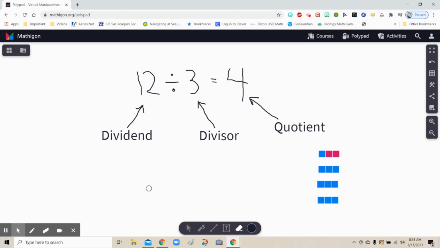What you want to do is, your dividend is always on the inside. That's the number that's being divided. This number on the outside, your divisor, is telling us the size of the groups. Like, hey, I have 12 things. I'm going to see how many groups of 3 I can make. And then your quotient, your answer, would be written up here on the top.